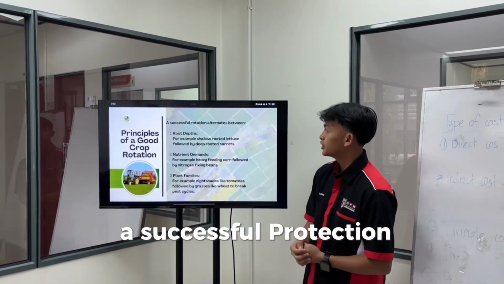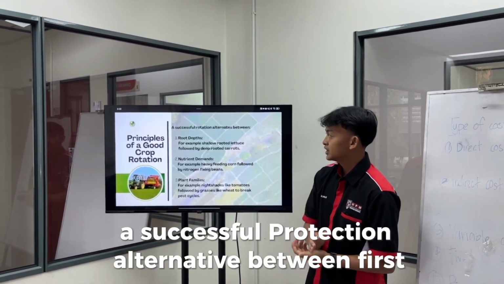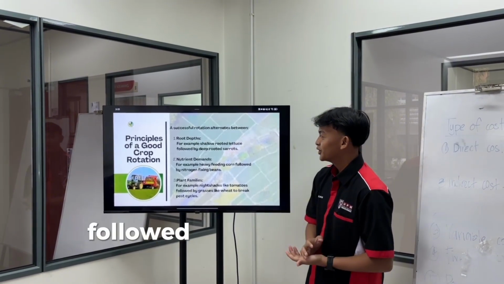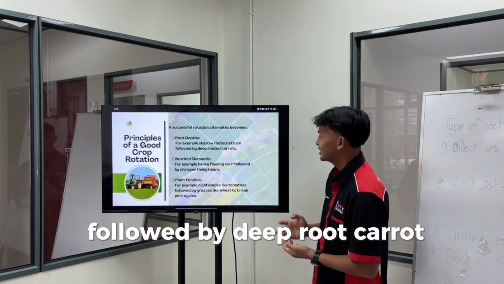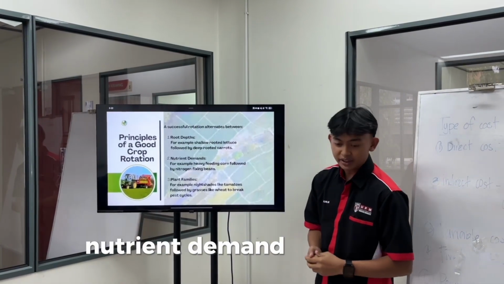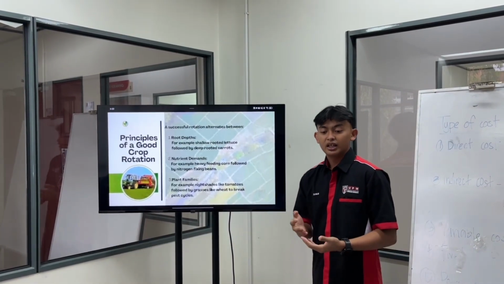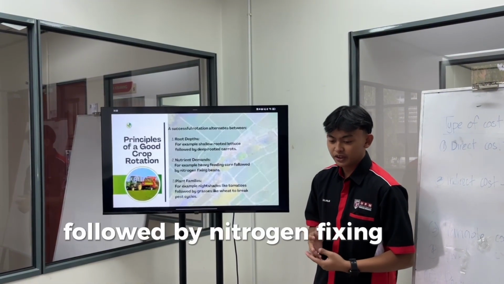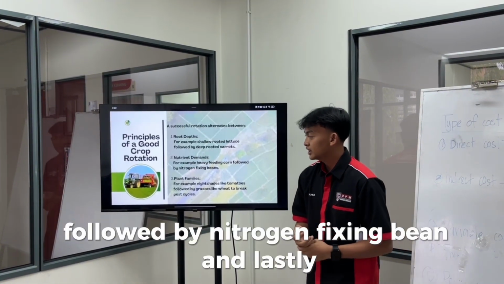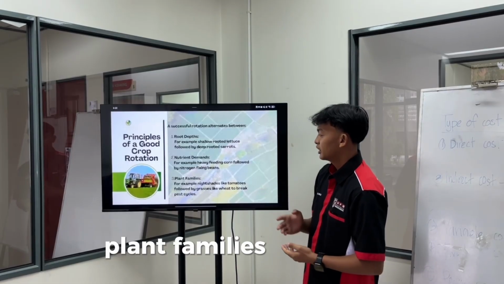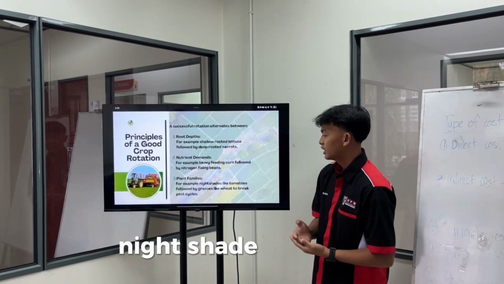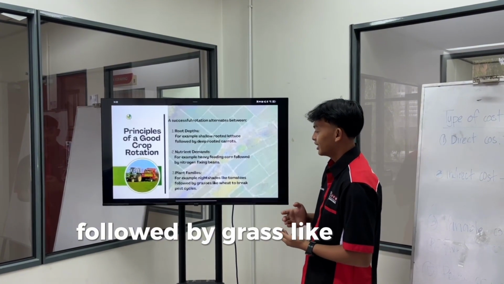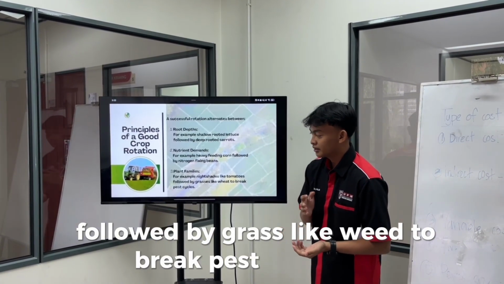The principles of a good crop rotation: a successful rotation alternates between, first, root depth, for example shallow-root lettuce followed by deep-root carrots. Second, nutrient demand, for example heavy-feeding corn followed by nitrogen-fixing beans. And lastly, plant families, for example nightshade like tomato followed by grass like wheat to break the pest cycle.